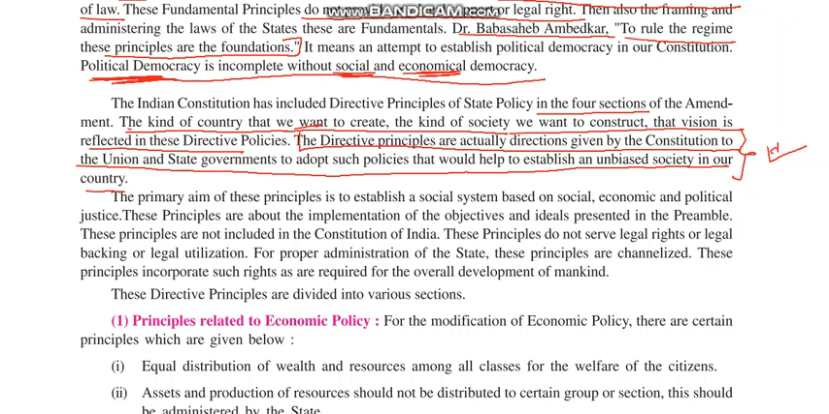The principal aim of these principles is to establish a social system based on social, economic and political justice. Such a kind of society should be based where there is social, economic and political justice. These principles are about the implementation of objectives and ideals presented in the preamble. So it is already told in the preamble, right?